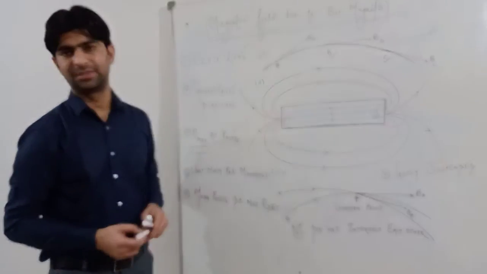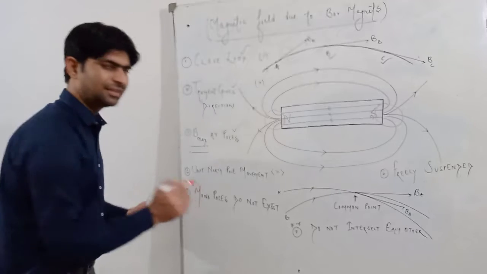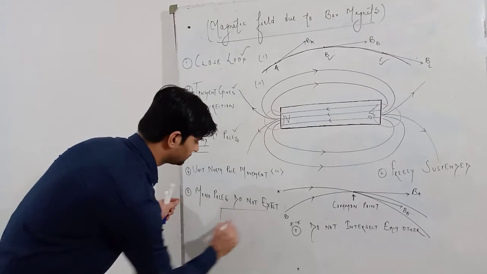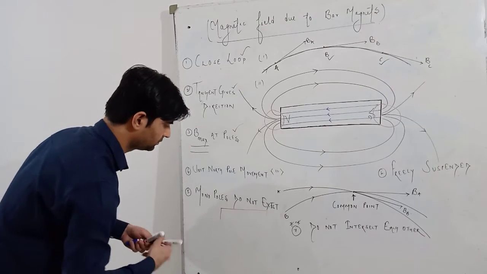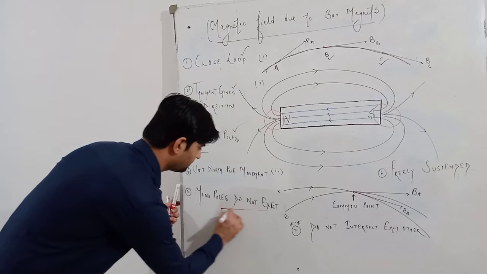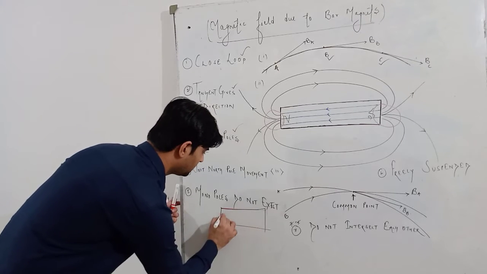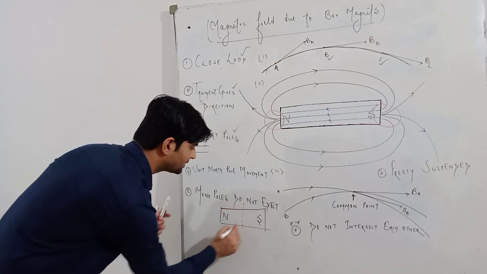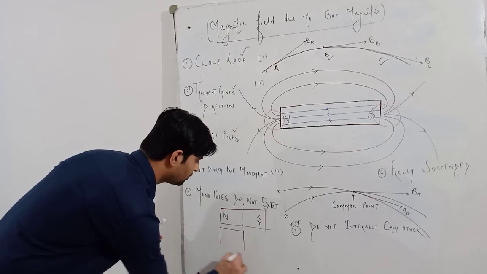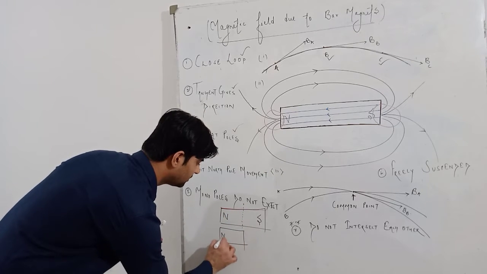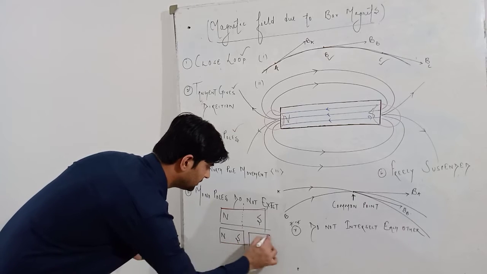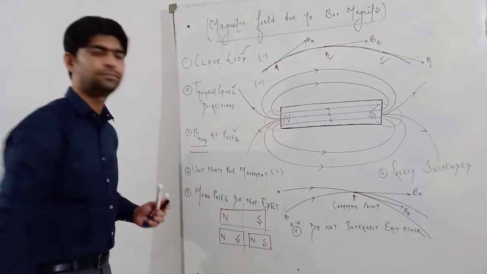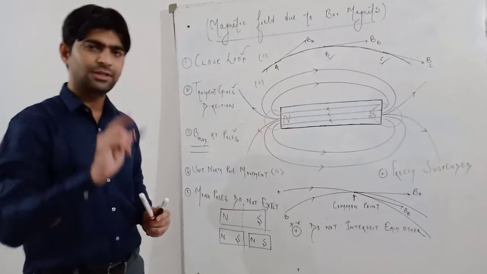Monopoles do not exist. Now what are monopoles? A single pole does not exist. Suppose I draw this diagram. Suppose this is a bar magnet. This is north and this is south. If I break this bar magnet from the center, automatically two poles will be generated at the breaking ends. So monopoles do not exist.